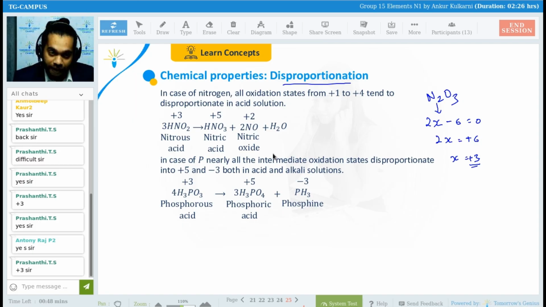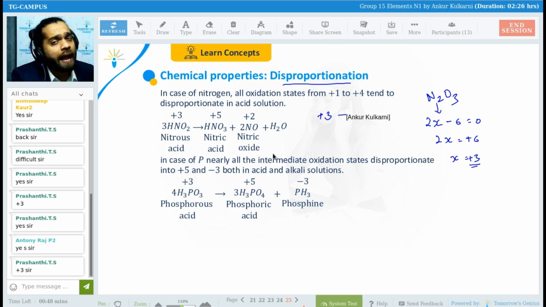Reduction, sir. Yes, exactly. So disproportionation means what? It means the same element is undergoing, do not say two oxidation states. To be precise, the same element is undergoing oxidation as well as reduction. That is how you get two oxidation states. Are you getting it? And why did I correct you?